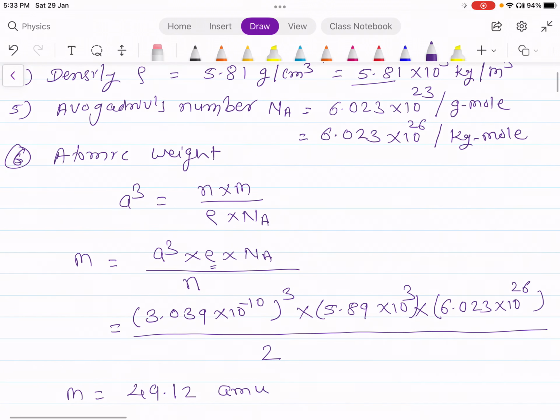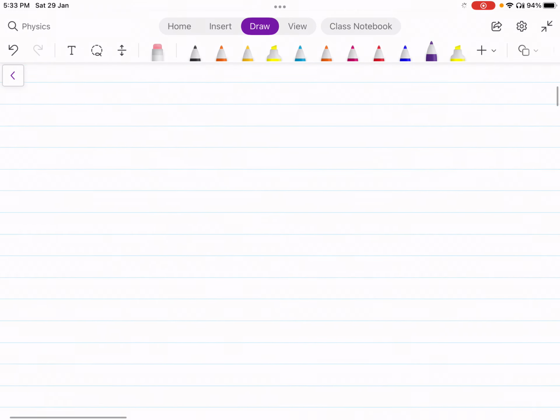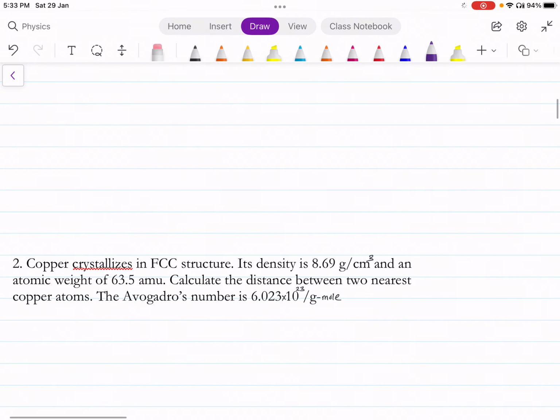So remember that in this formula, M is in AMU, and it converts to kg when M is divided by Na. In this formula, M is in AMU, that's why we are dividing it by Avogadro's number. So that's sum number 1. Then let's go to sum number 2.